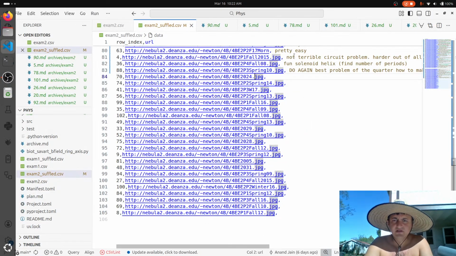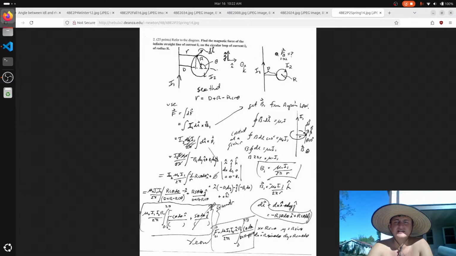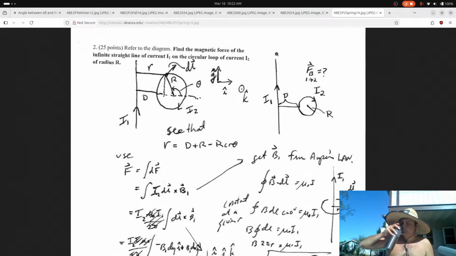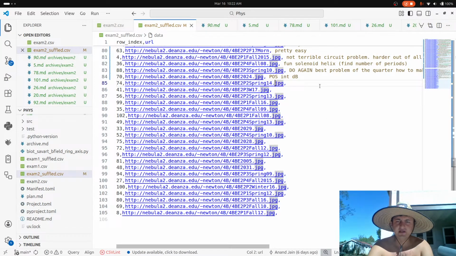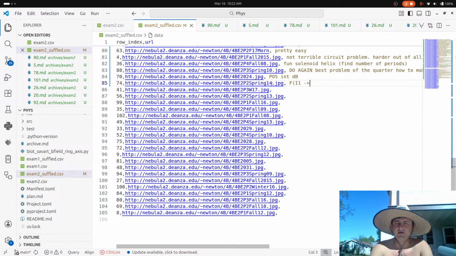Okay, this one's easy. Integral dB. He's probably going to ask a nasty integral dB, just given how many are in the archives, it's likely. All right. Force of one loop on another. All right, actually, let me look at all of them and make a note about this. So this is going to be F of I1 on I2.